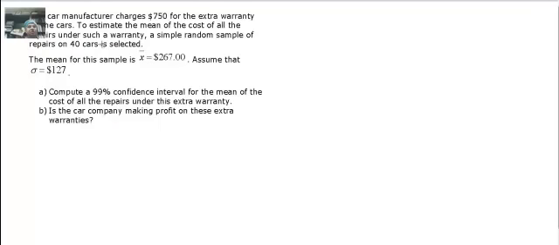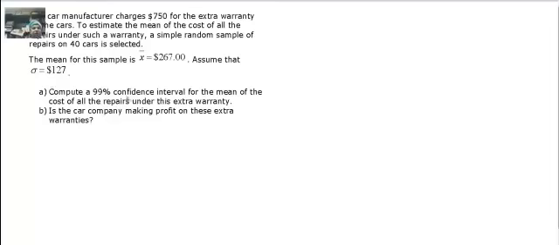So this question is that here a car manufacturer charges this much. To estimate the mean of the cost of all the repairs under such a warranty, a simple random sample of faulty repairs is selected. The mean is this, right? And sigma, the population standard deviation, is that, right? Okay, Ines, are we good so far?